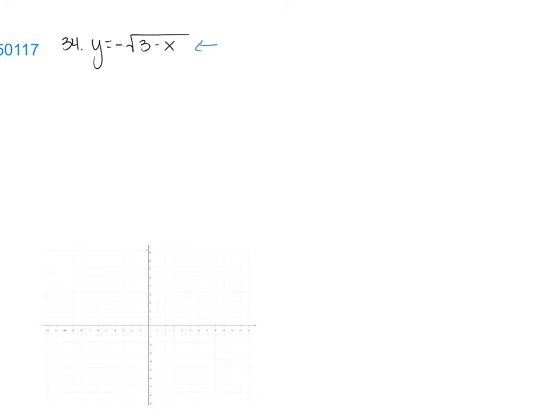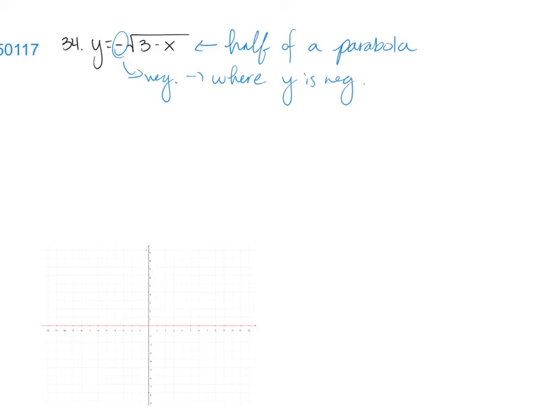So if you see square root of 3 minus x, or square root of 4 minus x, or 2 minus x, you know you have half of a parabola. Okay, and then just like before, the sign in front tells us which half we want. And the sign here is negative, so we want where y is negative.